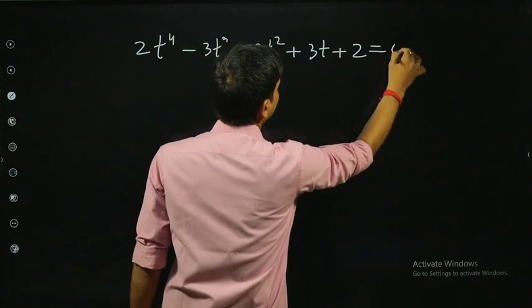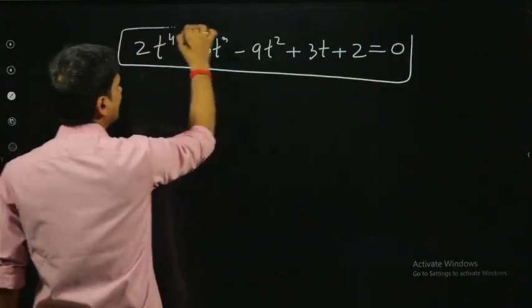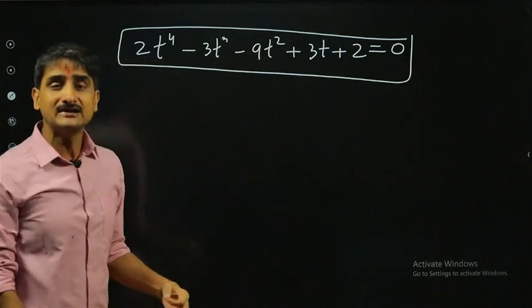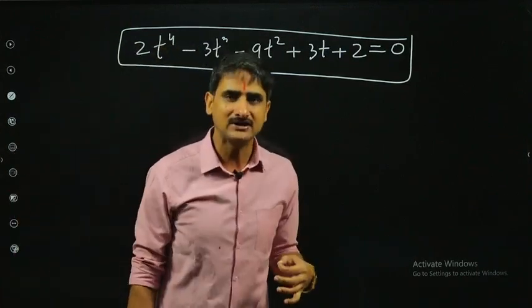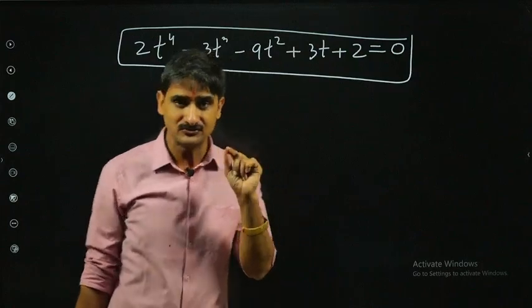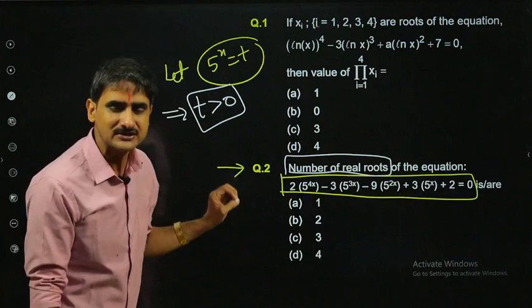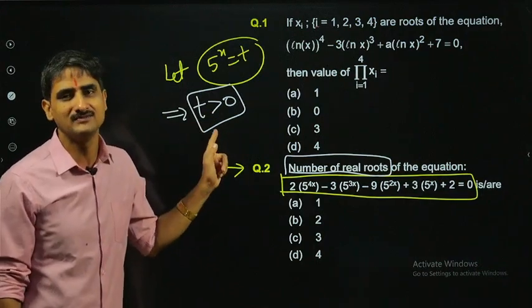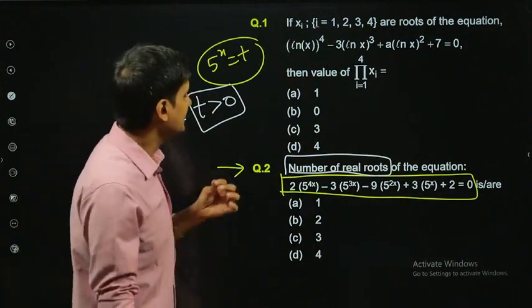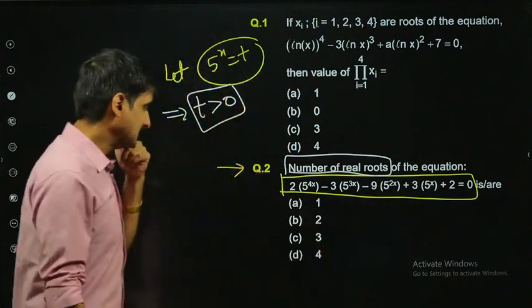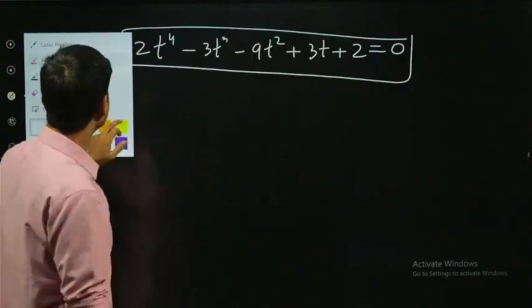So whenever you are replacing a function by a variable and get a polynomial or a different type of equation, you should always think: do we need to impose some constraint, some restriction on that new variable? If yes, then do it in the beginning itself. Okay, so let's start. So that's what we got.